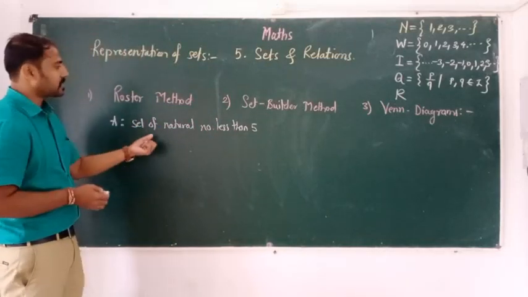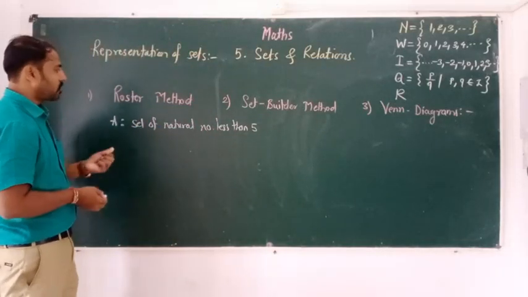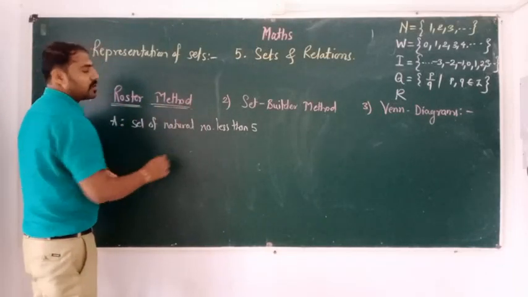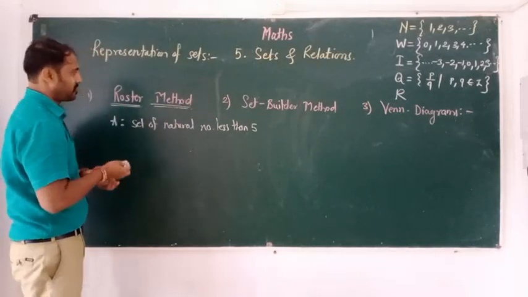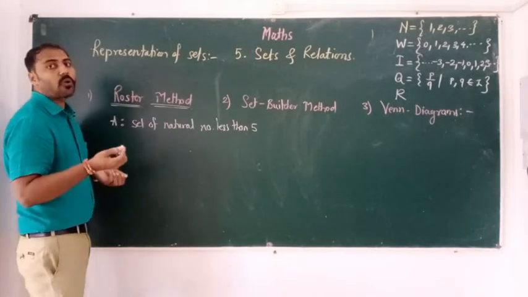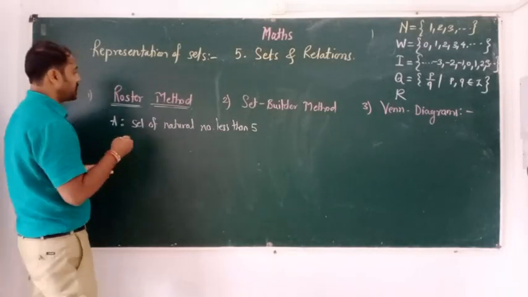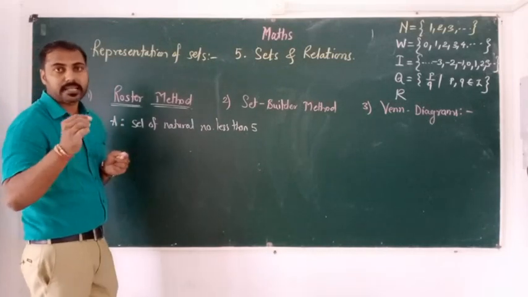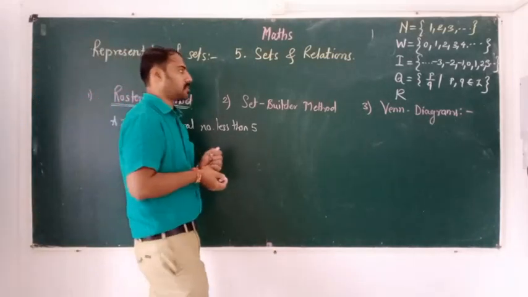So, the set of natural numbers less than 5. Now look at it. In roster method, we list all the elements of this set in curly brackets and separated by commas.